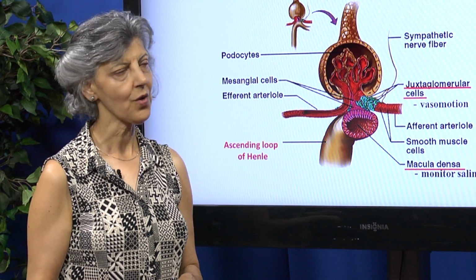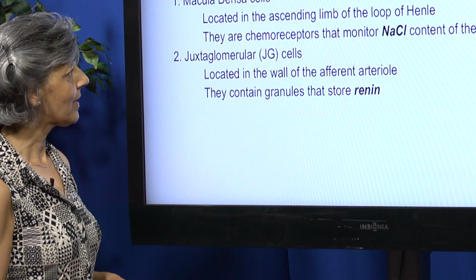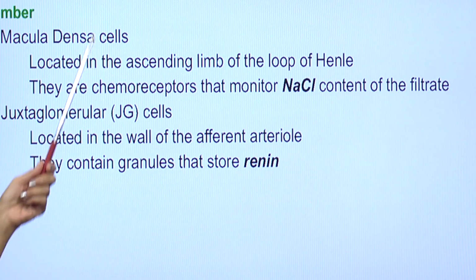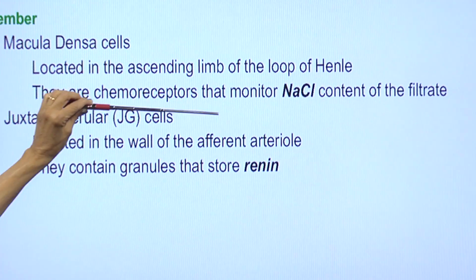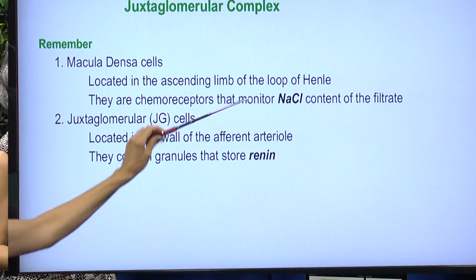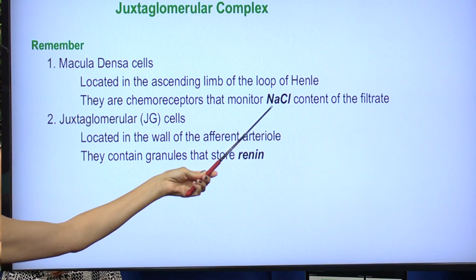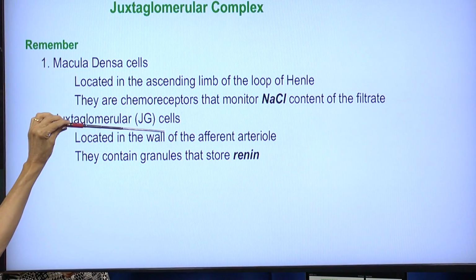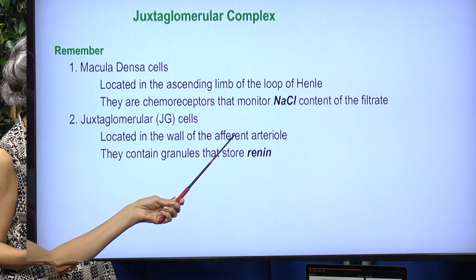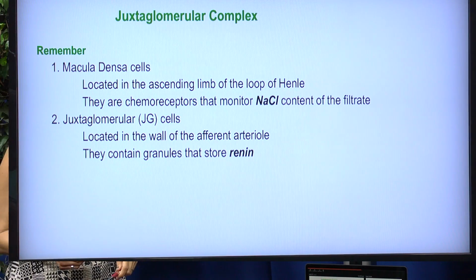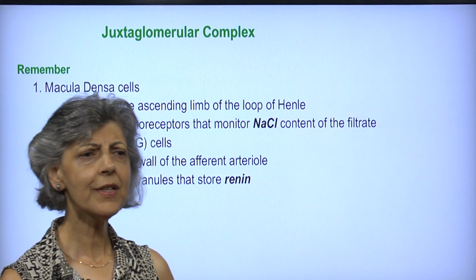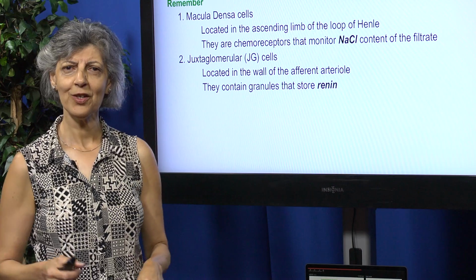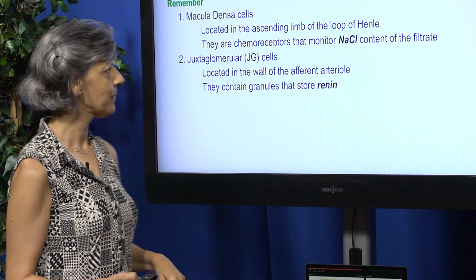So again, to summarize and make sure we remember, the juxtaglomerular apparatus is made up of two components: the macula densa cells in the ascending limb of the loop of Henle, which are chemoreceptors for sodium chloride, and the juxtaglomerular cells in the afferent arteriole, which are storing renin. So now, let's look at the different factors that affect the glomerular filtration rate.